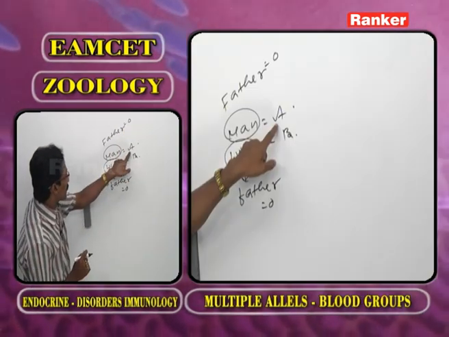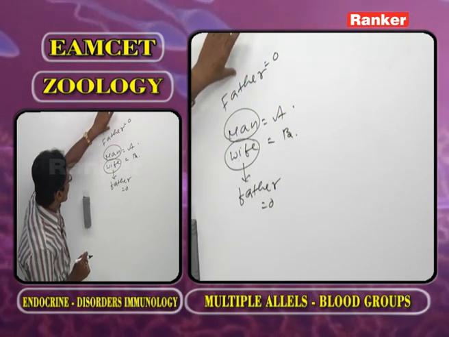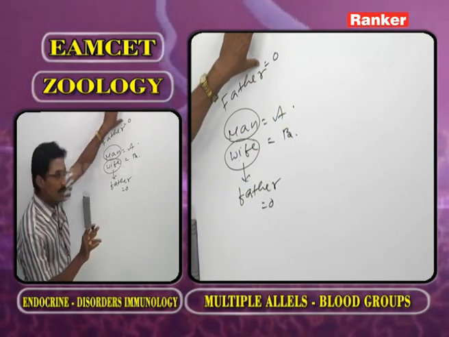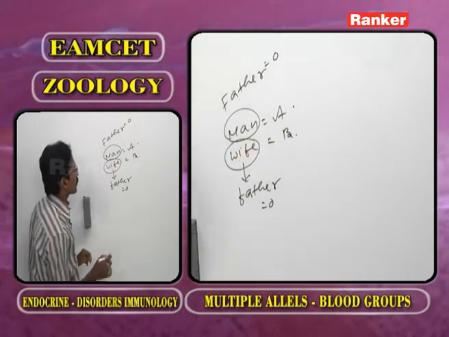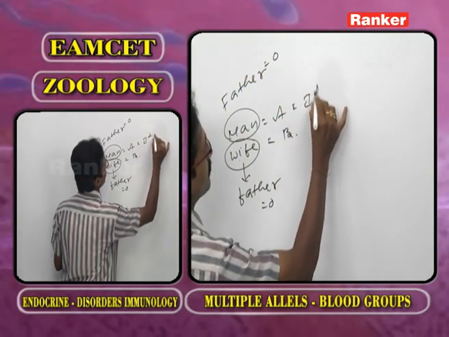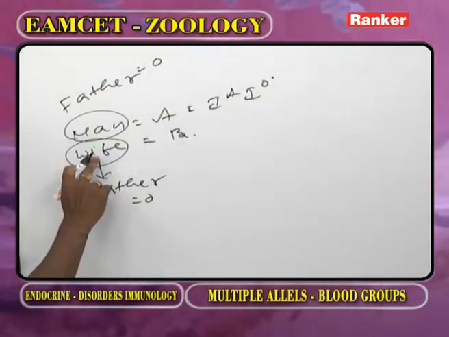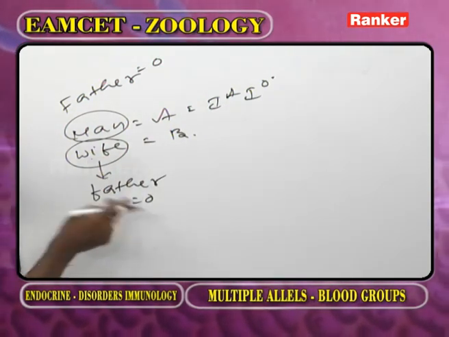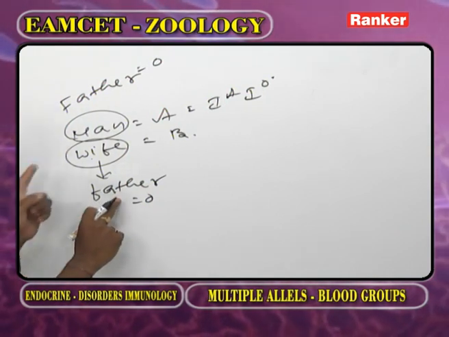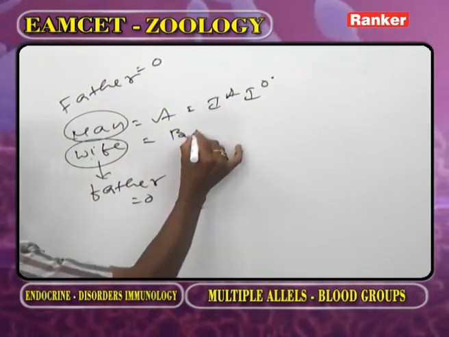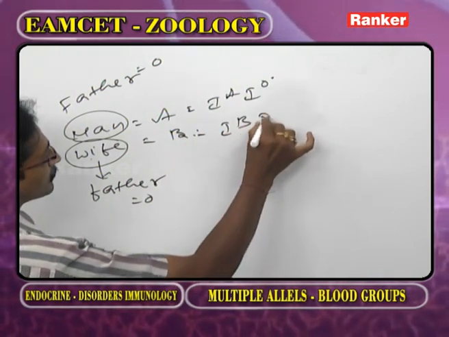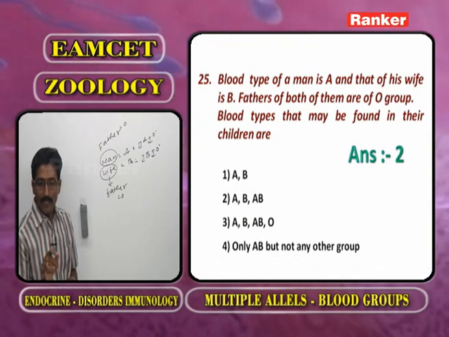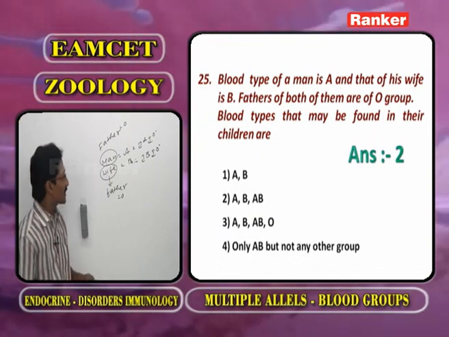Here the man's blood group is A. His father's blood group is O. If the father's blood group is O, no doubt he is going to be heterozygous. The wife's blood group is B. The wife's father's blood group is O. No doubt her blood group is B, heterozygous. Okay. Now, the blood type that may be found in their children.